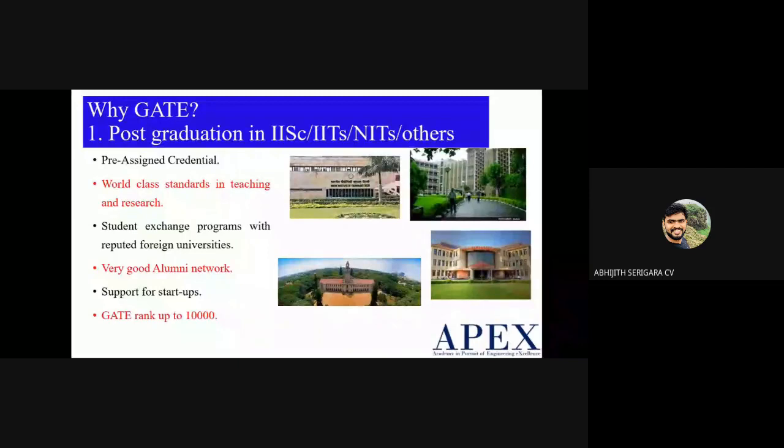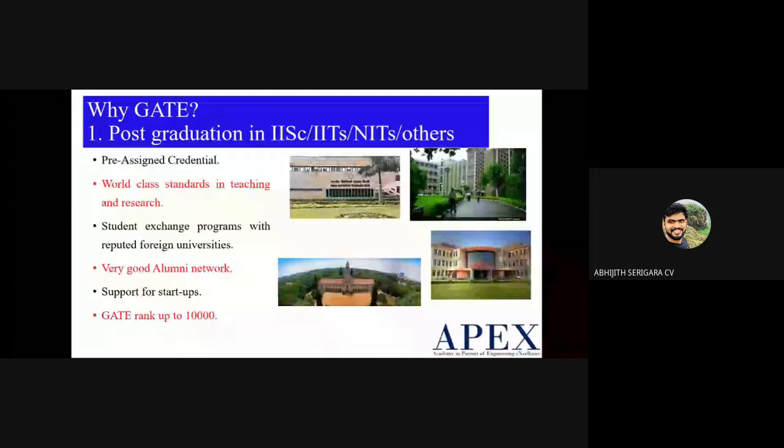And to get into IITs, you can get in up to 10,000 rank. Now there are two things here. One is M.Tech. People think that in IITs you can get M.Tech till around 2,000 rank. In mechanical engineering, around 1.5 lakh people write GATE. Of those, around 2,000 people get into IITs. NITs, till around 3,000 rank, they can get it.